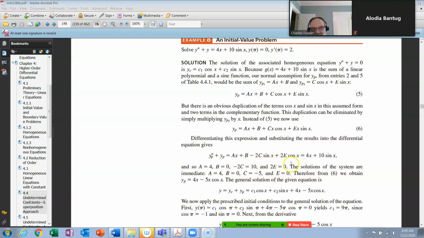And this thing here has to equal the right-hand side. So what you see right off the top, B has to be zero because there is no constant term here, so B is zero. Now, the linear terms. You have ax here, a 4x here, so a has to be 4. Got that. E has to be 0 because there's no cosine x over here, so e has to be 0. There it is. E is equal to 0. And your minus 2c here must equal 10, so c must be negative 5. And there that is.